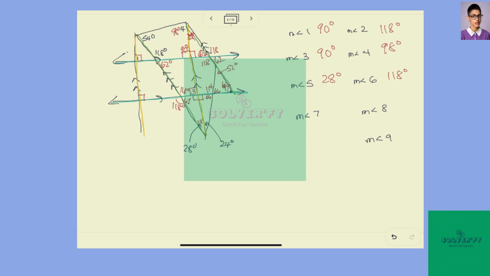So which one do I want now? So I have angle, let's see, that's 9. That was 62. And 8 is 52. So I just need 7. 7 is 180 minus 52. 7 is 128.